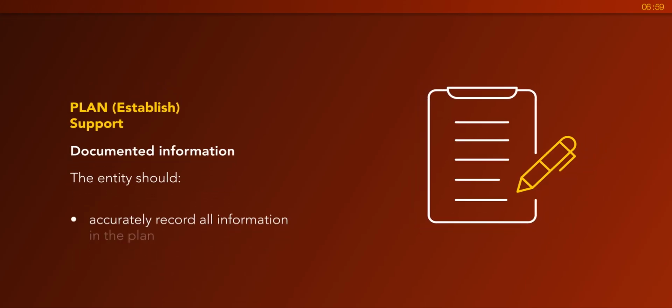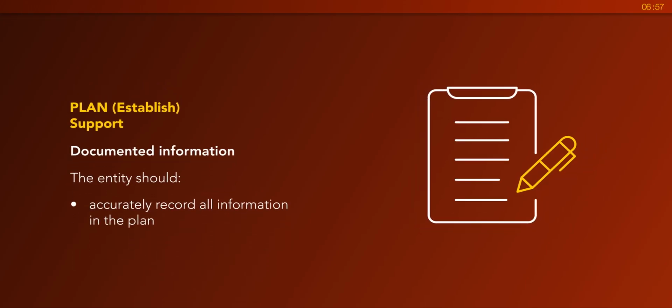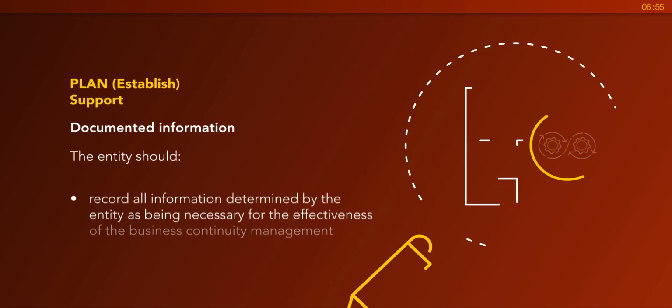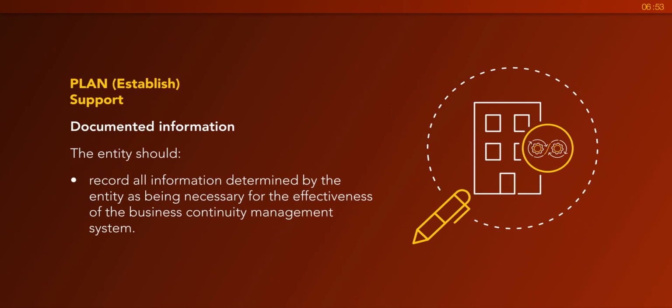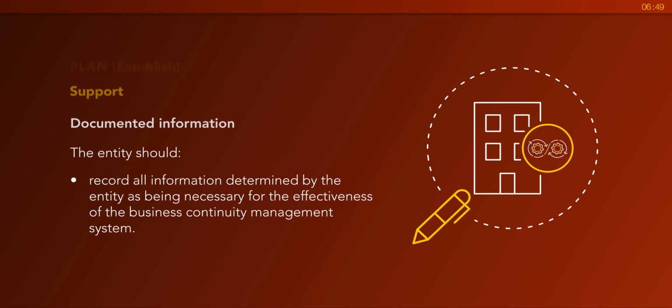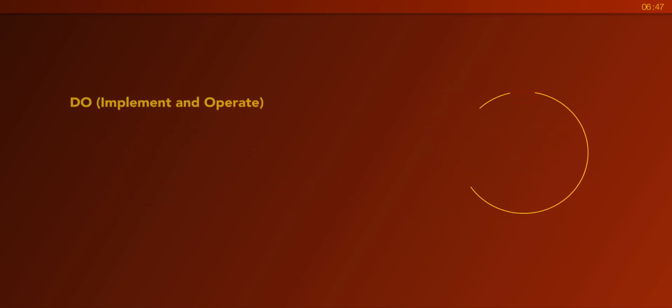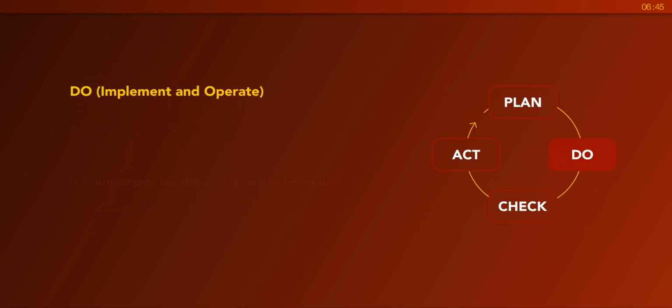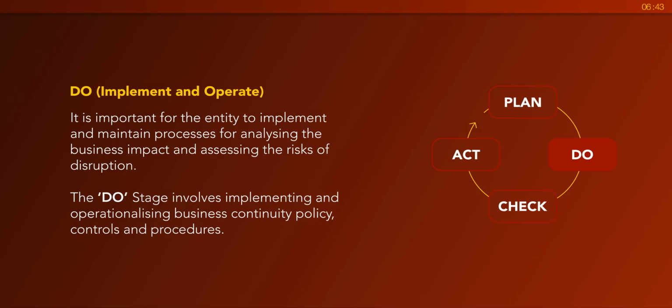Documented information. The entity should accurately record all information in the plan and record all information determined by the entity as being necessary for the effectiveness of the BCMS. Do, or implement and operate. It is important for the entity to implement and maintain processes for analysing the business impact and assessing the risks of disruption.